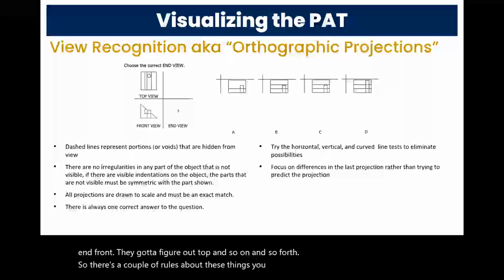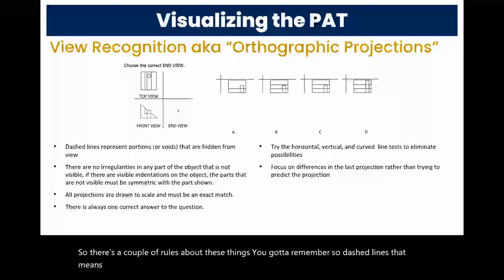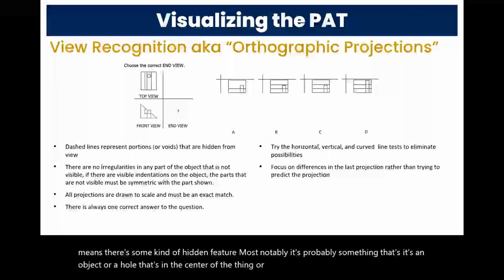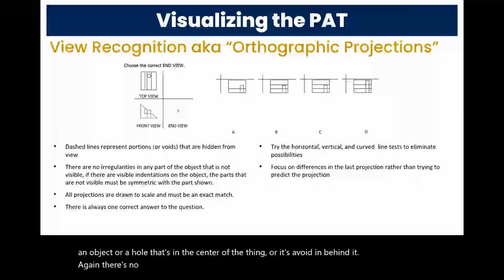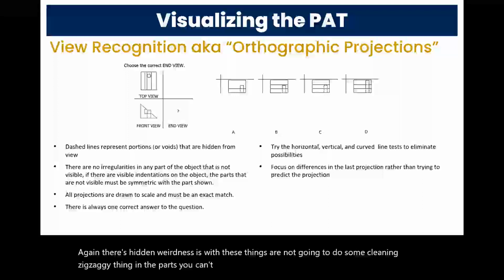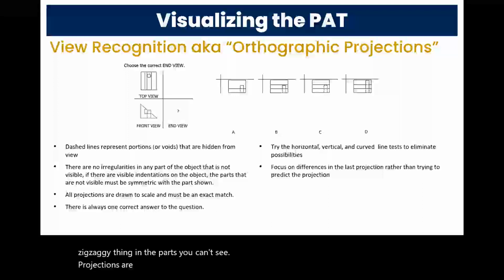So dashed lines mean there's some kind of hidden feature. Most notably, it's probably an object or a hole that's in the center of the thing, or it's a void behind it. Again, there are no hidden weirdnesses with these things. They're not going to do some kind of zigzaggy thing on the parts you can't see. Projections are drawn to scale, and there's only ever one correct answer again.